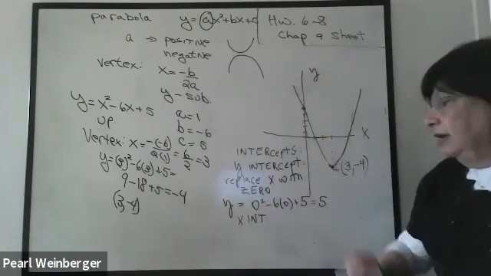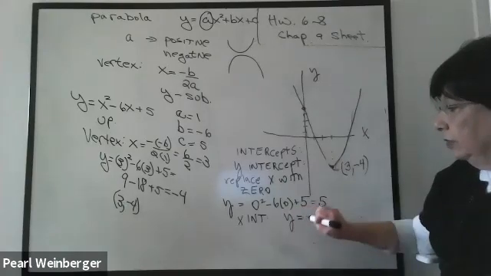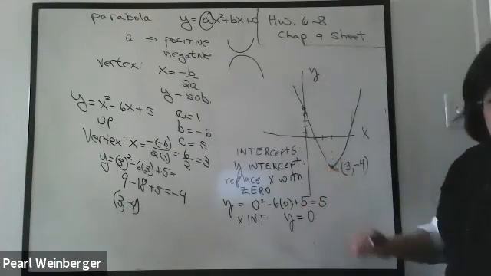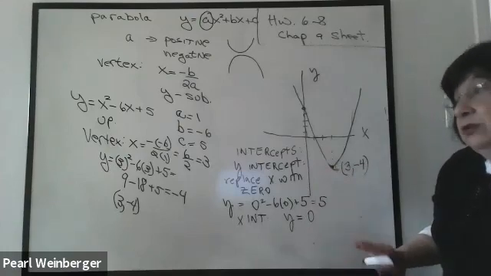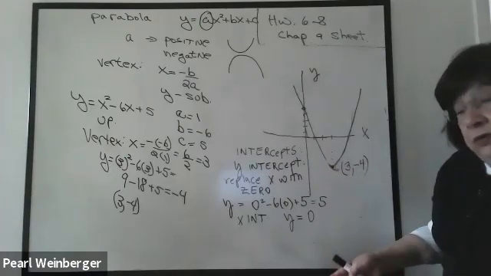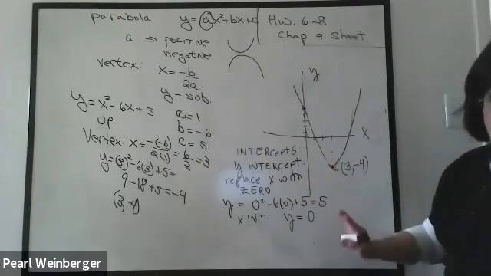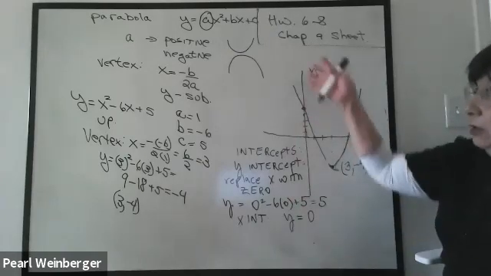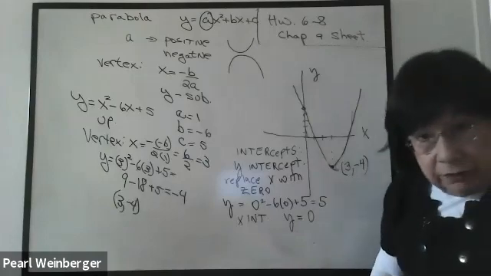Now, to find an x-intercept, you have to replace the y with 0. Remember, we did this actually when we did the lines. If I wanted to find the x-intercept, I let y equal 0. If I wanted to find the y-intercept, I let x equal 0. That rule applies to any kind of graphing. It could apply to parabolas, to lines, to circles.